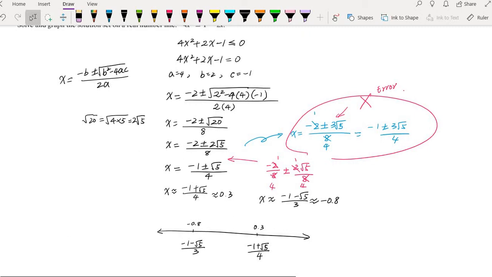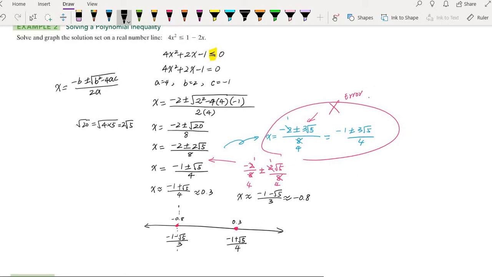Because the original question was less than or equal to, remember what you're looking for is less than or equal to. Because of that, for my boundary points I'm going to use a solid circle, because it's less than or equal to. So we basically cut this into 3 intervals.